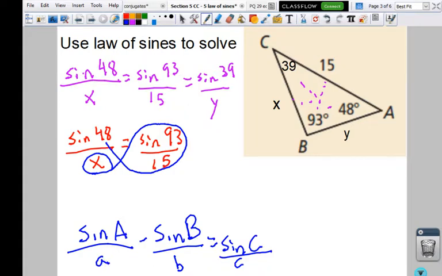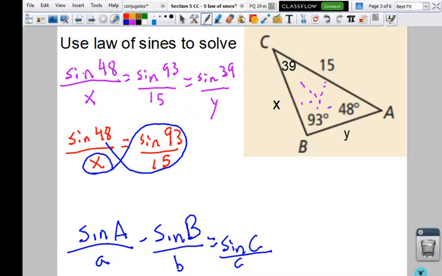Let me grab Desmos. I'm looking at sine of 48 times 15. Do sine of 48 times 15, divided by, and there's my divide sign, divided by sine of, what was that last one?